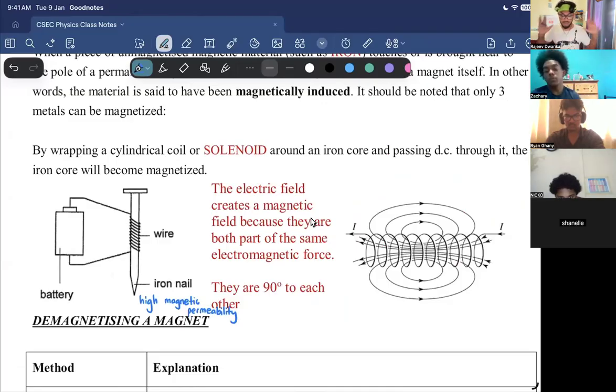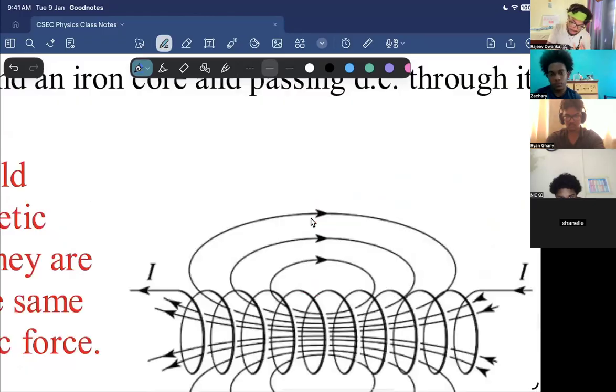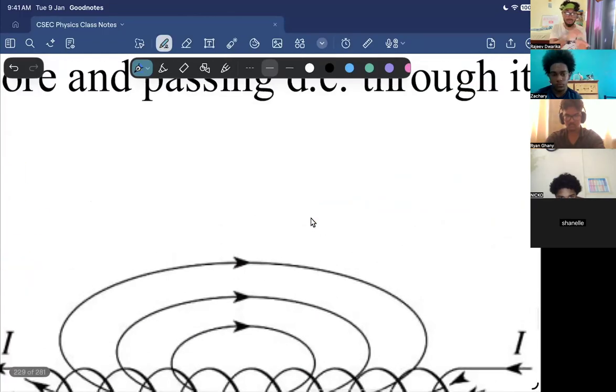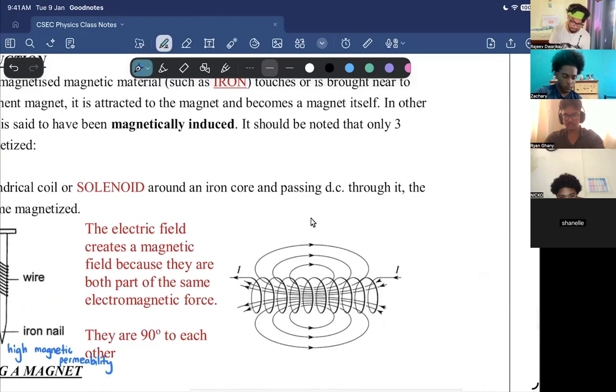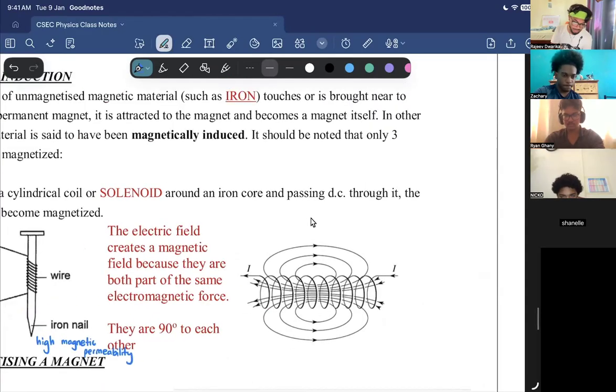That's it. Now, I'll ask you all this question. The electric field and the magnetic field are always what to each other? At what angle? The magnetic field and the electric field are always what angle to each other? 90 degrees. 90 degrees, yes. Yep, that is it.